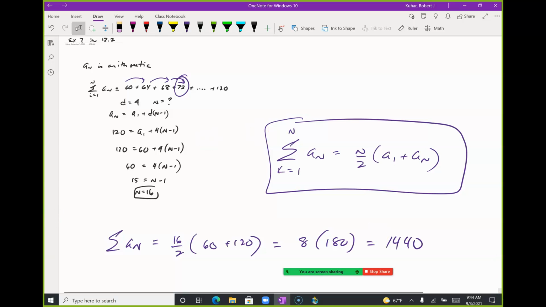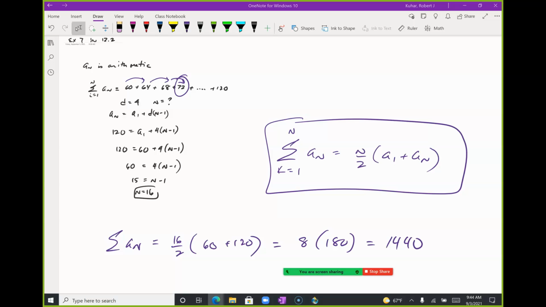So the game is I'm going to tell you the first term and the last term, and I want you to find the sum for me. Right, that's the game. So pretty simple. Pretty simple game. Should we do another one? Sure. Yep.